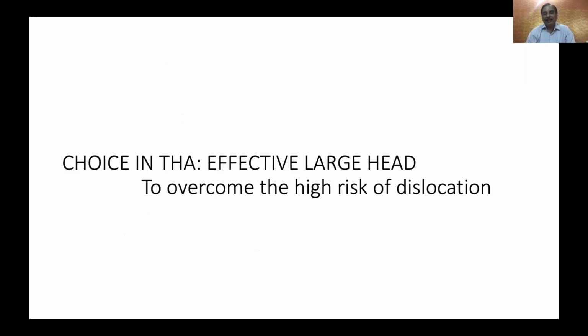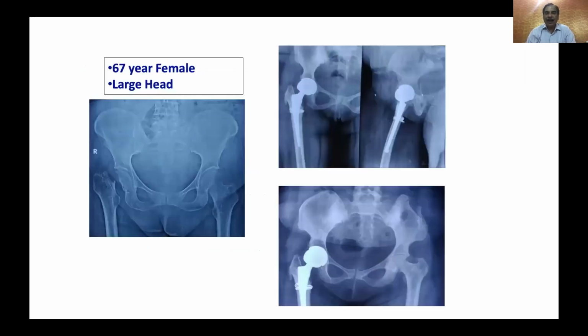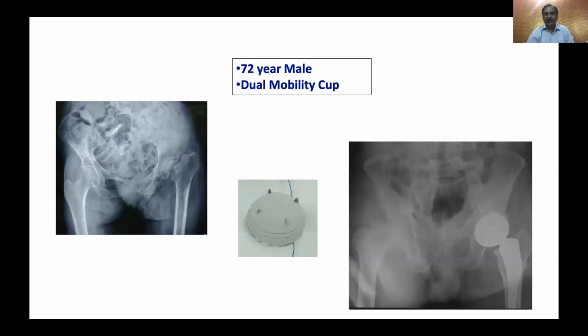So the choice in THA, like I said earlier, is an effective large head to overcome the high risk of dislocation. This was when we were doing metal on metal. So this was a non-union fracture neck femur treated with a large head metal on metal. I would not do it now, but there are still options like Delta Motion, which is large head ceramic on ceramic, which can still be considered in a physiologically relatively younger patient.